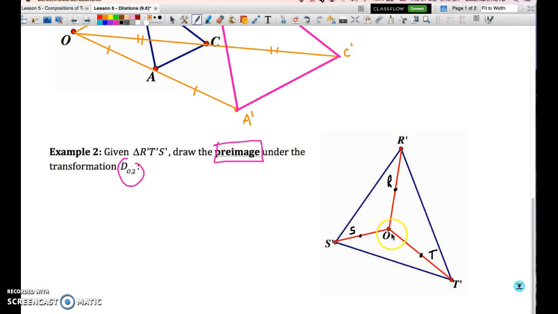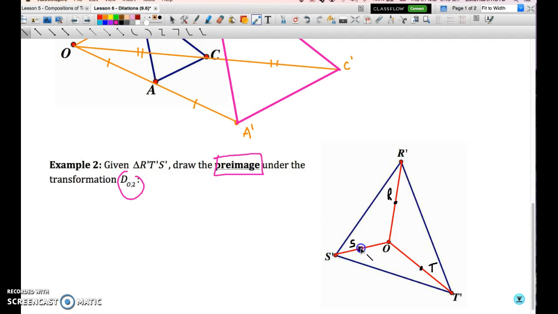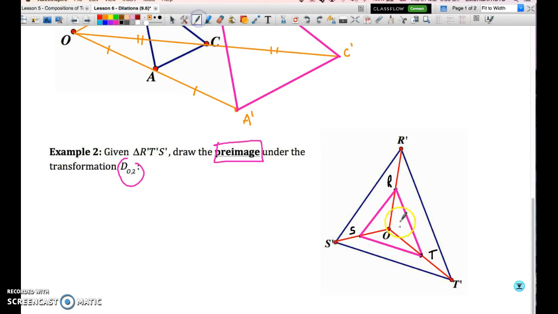Okay, and so what you can see is I've done the same thing. I've joined O to S prime. I've marked off the midpoint because I'm going back to the original. I'm reversing the dilation. I've got my 3 pre-images, and now all that remains to be done is to join those 3 pre-images in order to complete my triangle. And so the original triangle, there we go, original triangle RST, which when dilated produced R prime, S prime, T prime.